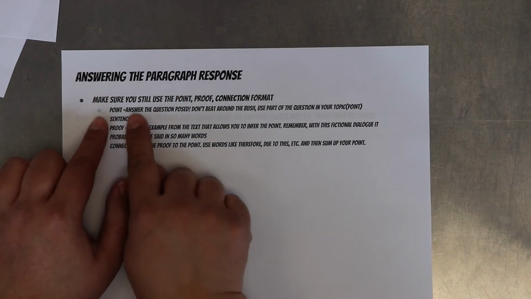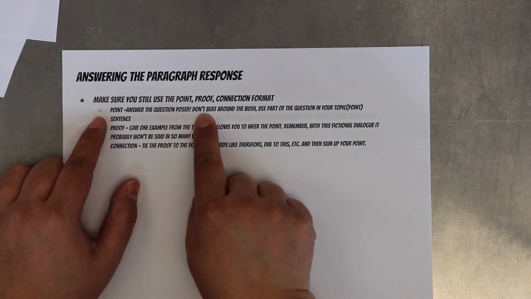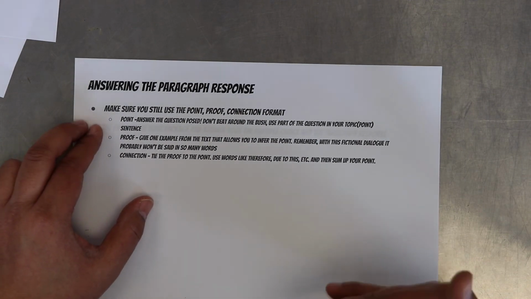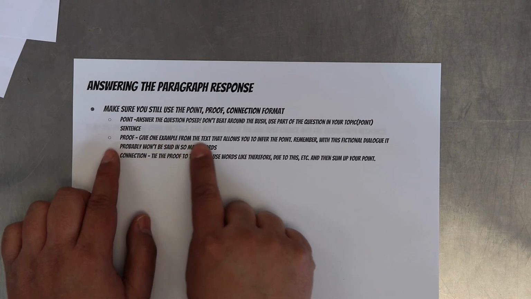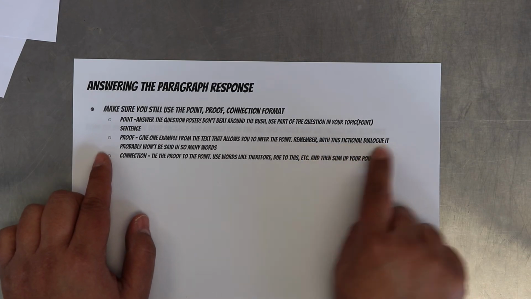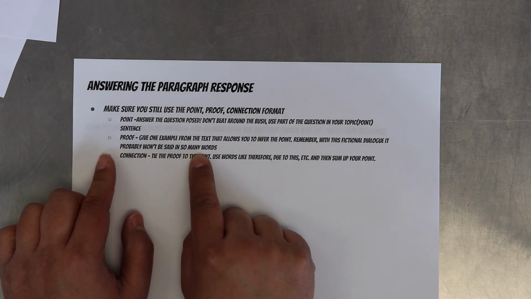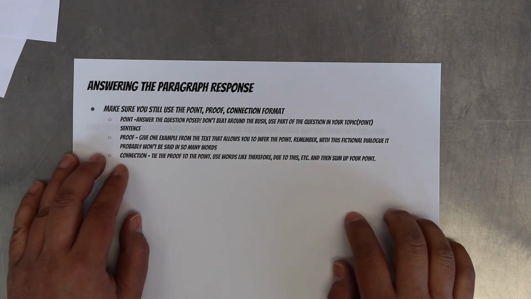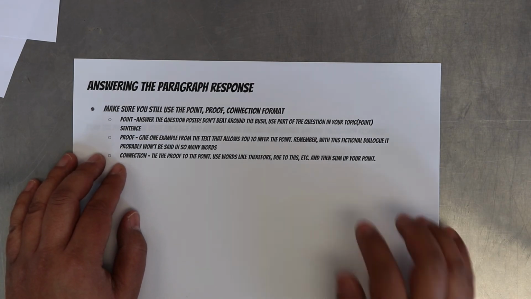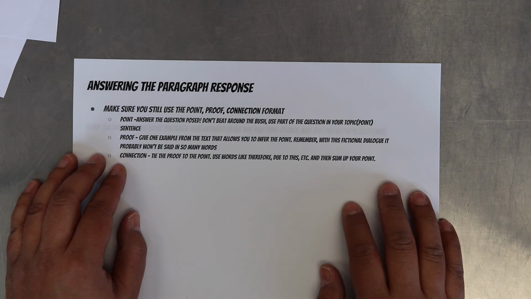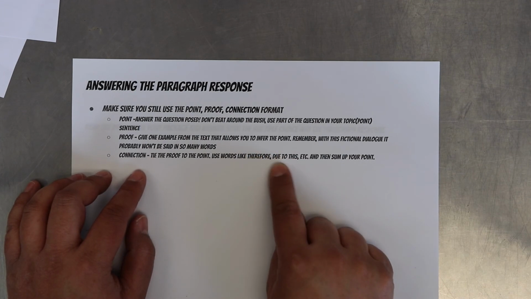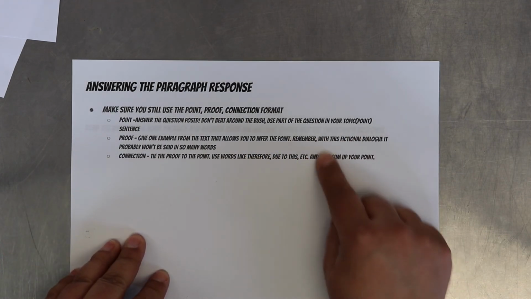Okay, so the point is we need to answer the question. We need to say, this is what the paragraph is about, or this is how Bu is a supportive granddaughter. Proof. I'm going to give one example from the text that allows me to infer the point. Remember, with this fictional dialogue, it probably won't be said in so many words. There is no sentence in the reading that says, "I'm such a supportive granddaughter because blah, blah, blah." So, unfortunately for us, we need to infer what makes her a supportive granddaughter. And then the connection, we've got to tie the proof to the point. We're going to use words like "therefore," "due to this," and stuff like that to sum up the point.